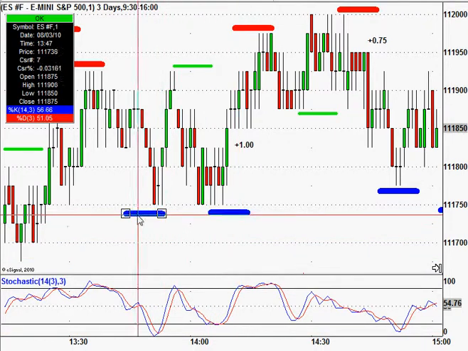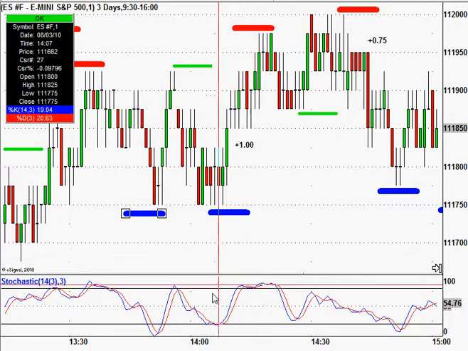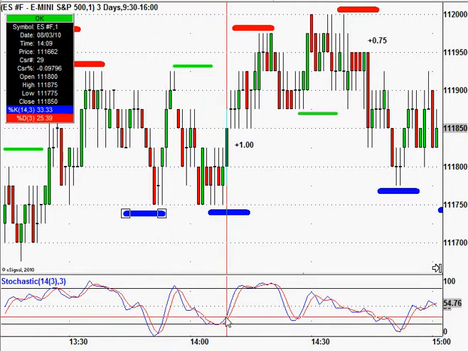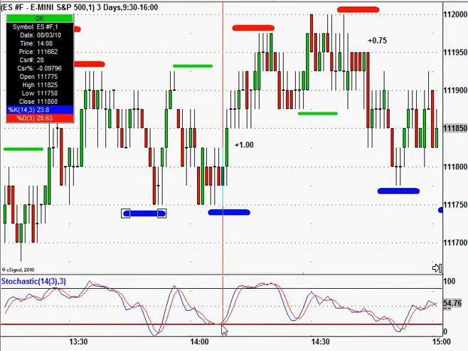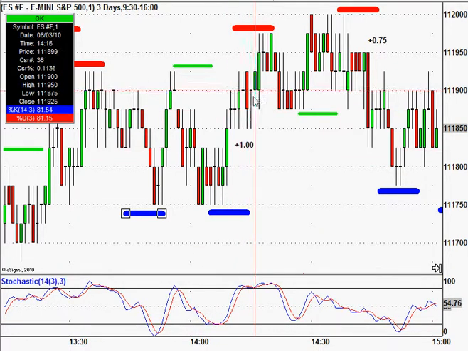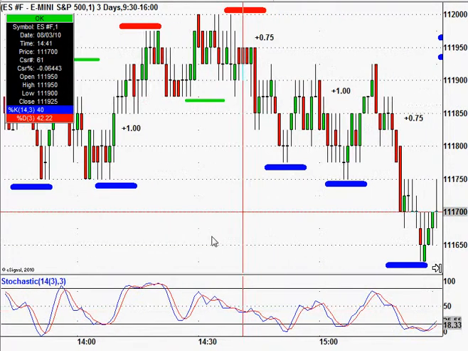But just 5 minutes later, another good long trade. So the same price, at or below for the long, and the stochastic is clearly higher. We would enter here at 18 and exit here at 19, one handle profit.